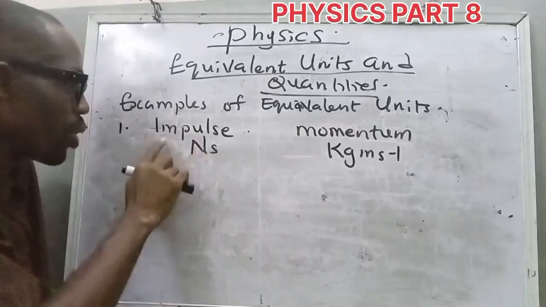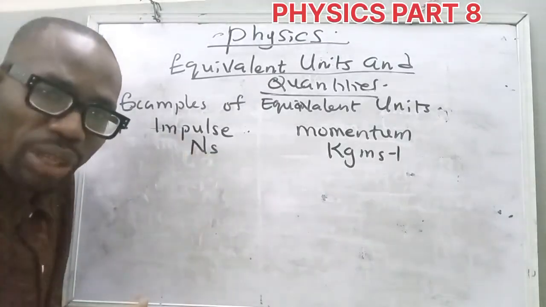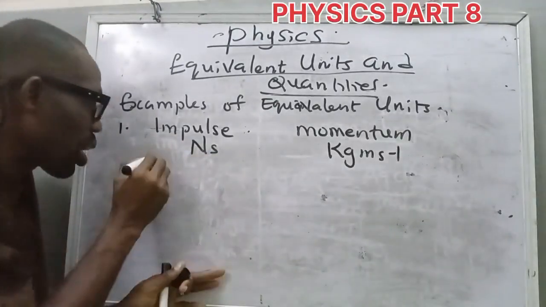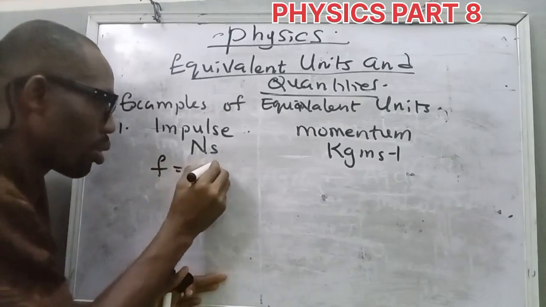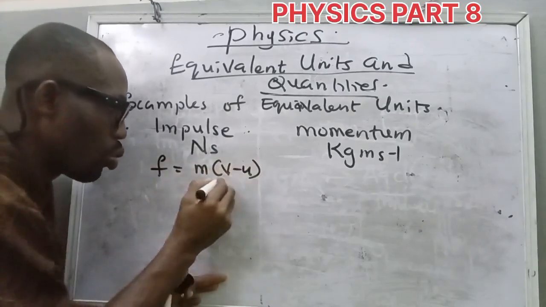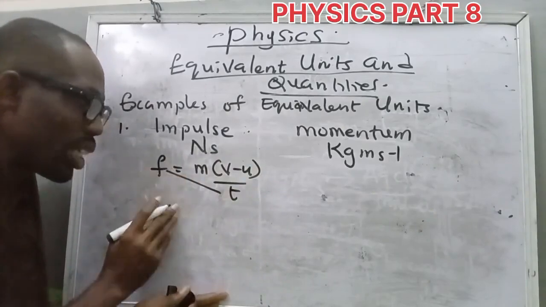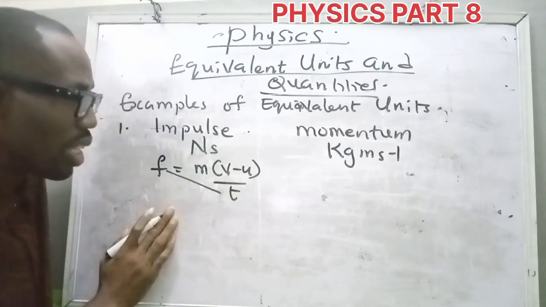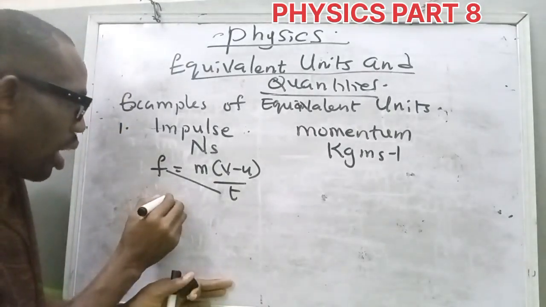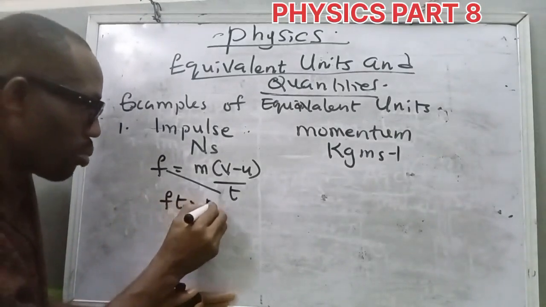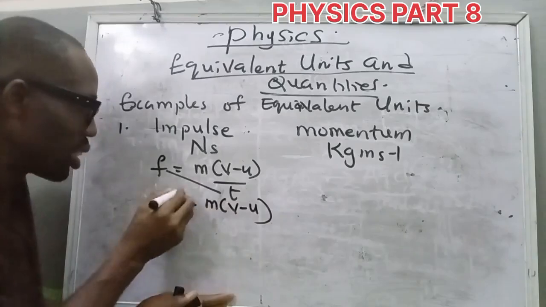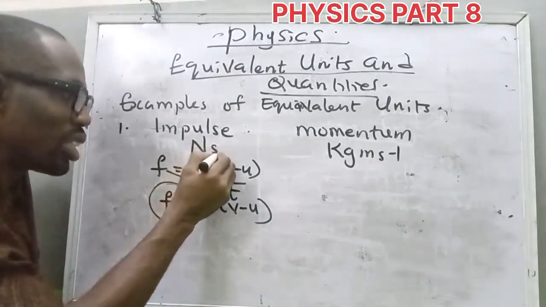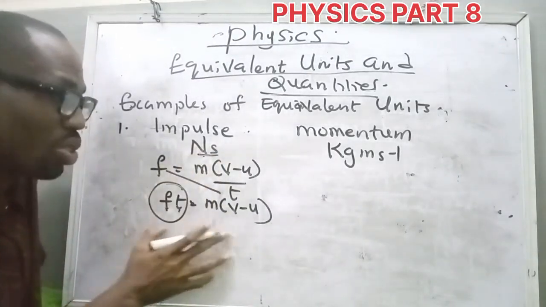So look at this now, impulse. Now, if you remember this formula, this is newton seconds. If you remember this formula, F is equal to m bracket v minus u over t. If you cross multiply this, that's where impulse is coming from. Do you see it now? Which is what? Ft will be equal to what? Mass bracket v minus u. This is the impulse, the product of force and time. That's the newton seconds. Do you see it now? That's why I want to use this to explain.